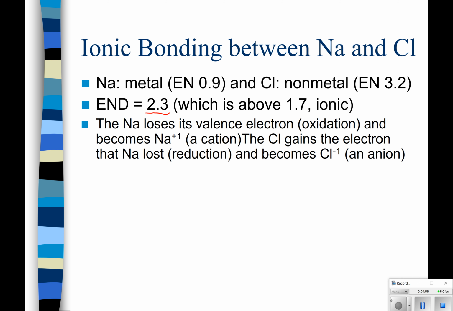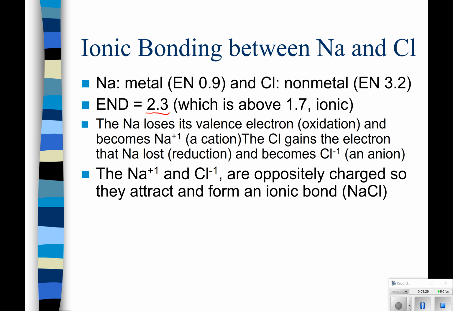So the sodium loses its valence electron because it doesn't have a very strong attraction for it. It oxidizes and becomes a positive ion, a cation, a sodium +1 cation. That electron doesn't just get lost. The chlorine, since it has a higher attraction for it, takes it and gains it and reduces. So it gains that electron, that's reduction. So chlorine reduces and becomes a chlorine -1 ion, an anion.